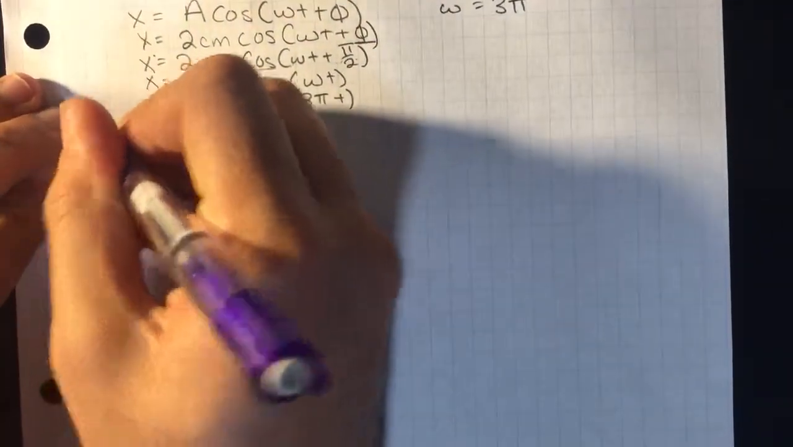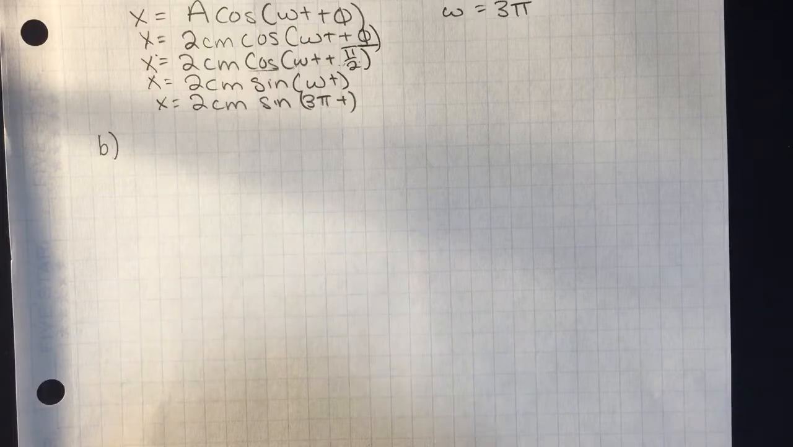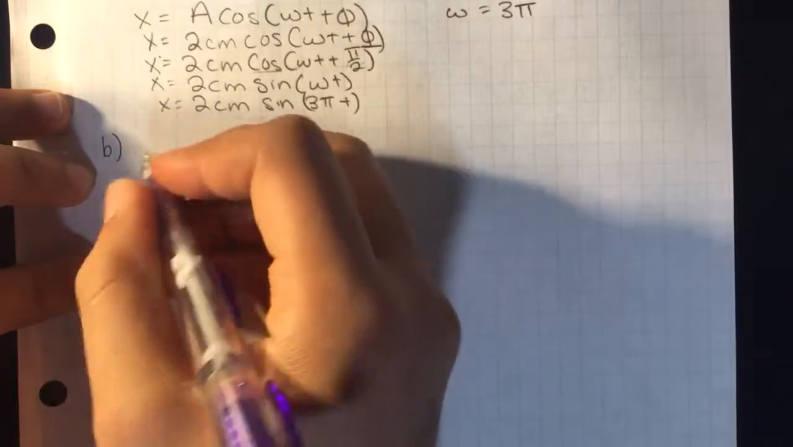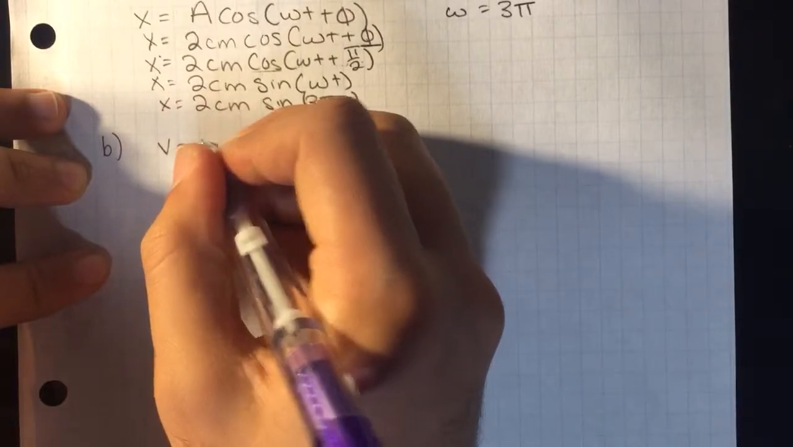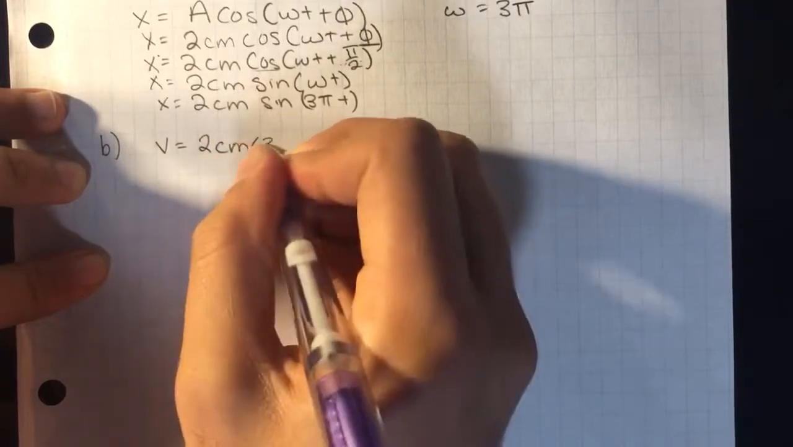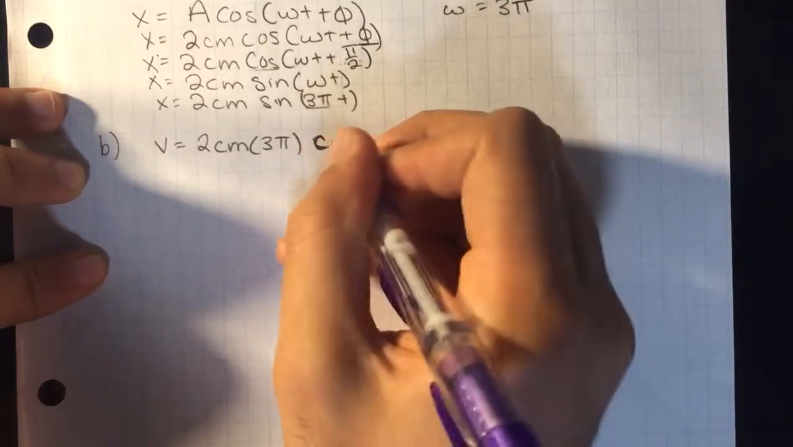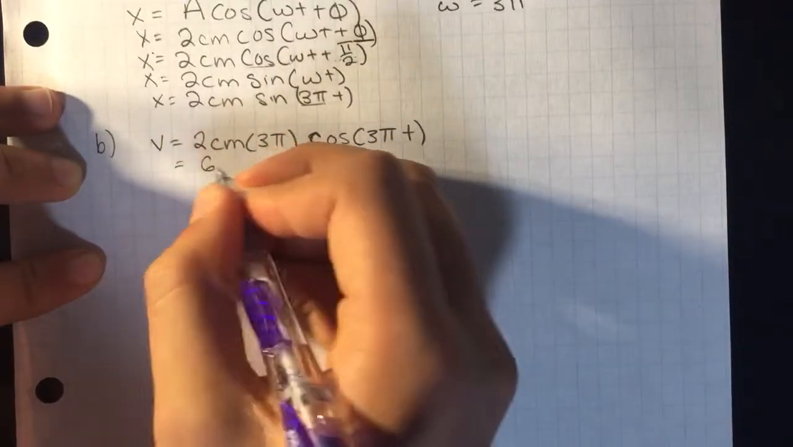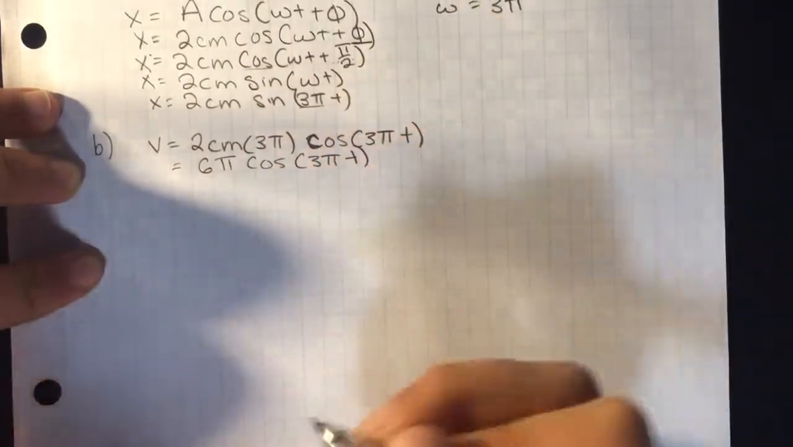Next, we are going to be dealing with the velocity and the maximum speed. Speed is going to be the absolute value of the velocity. So we're going to take the derivative of this statement right there. So v is equal to 2 centimeters times 3 pi, because of the chain rule, times cosine 3 pi t. So our velocity is going to be 6 pi cosine of 3 pi times time.